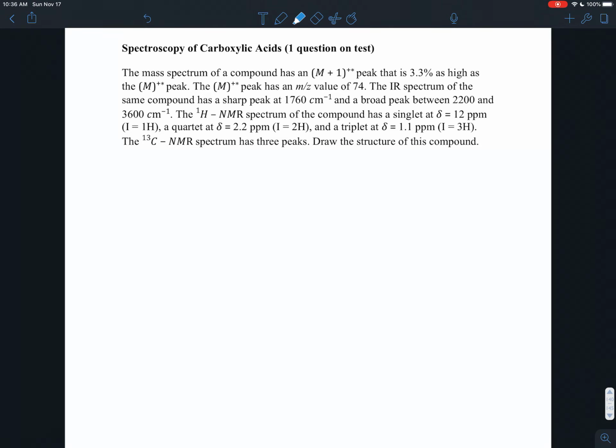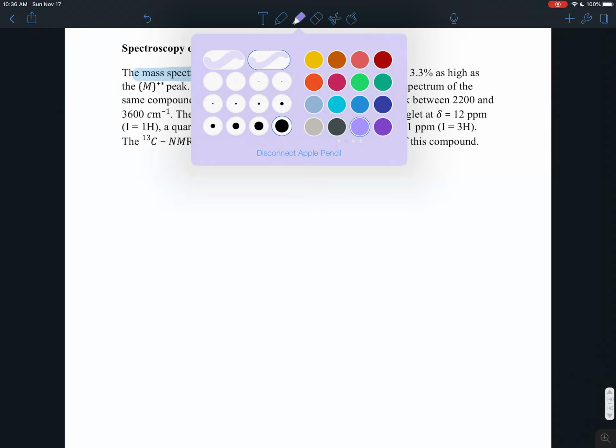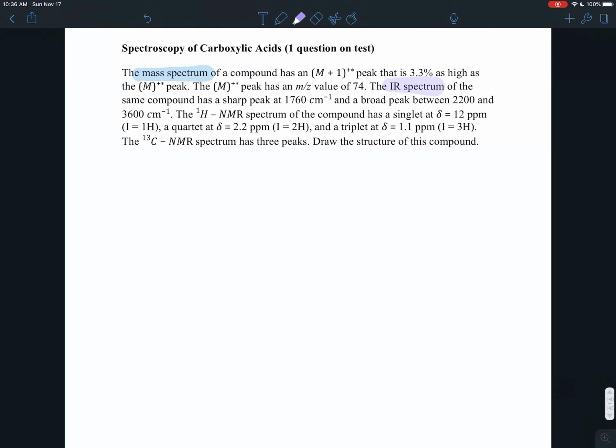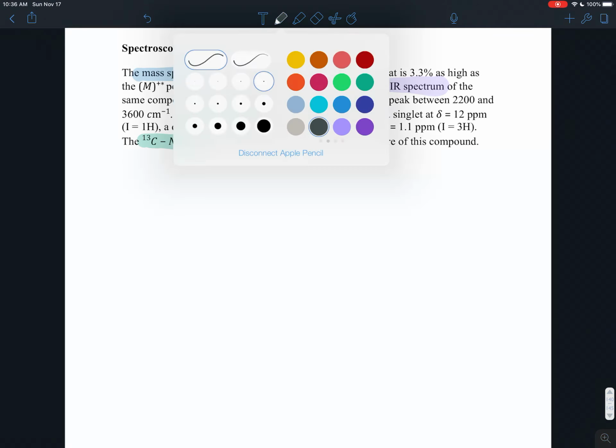Now, here we're going to have three types of spectroscopy. We're going to have mass spectroscopy. We're going to have IR spectroscopy. And we're going to have NMR spectroscopy, both hydrogen and carbon-13 NMR spectroscopy. And each of those tell us different things.